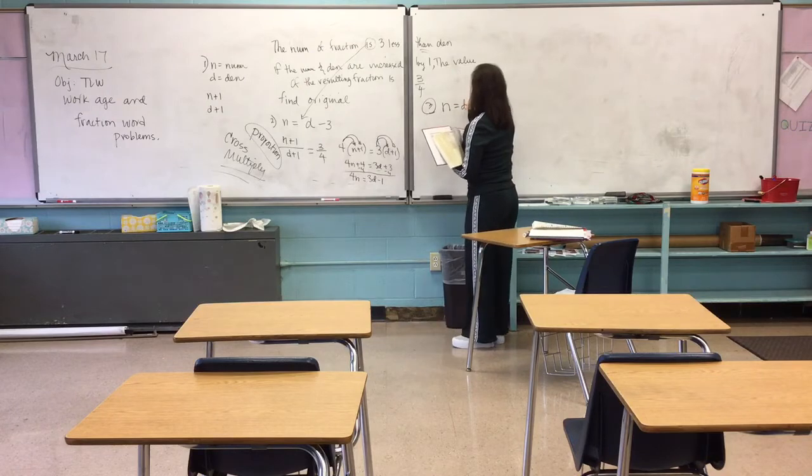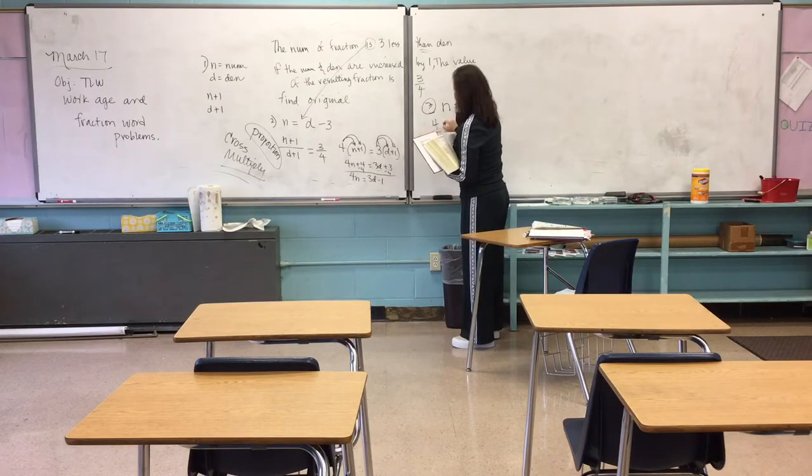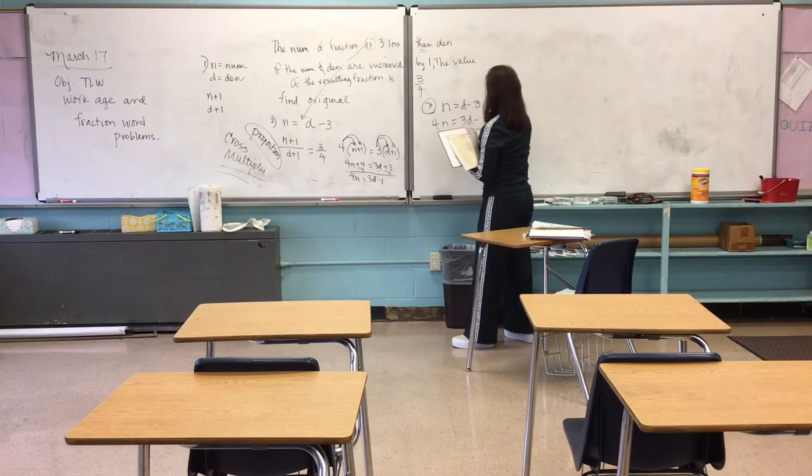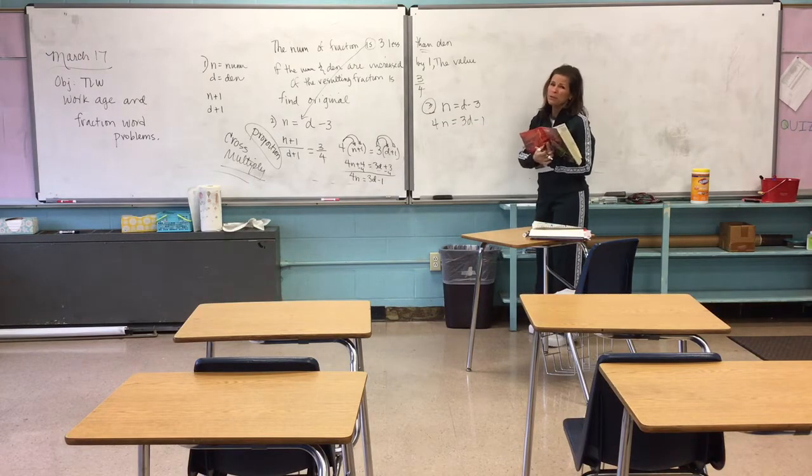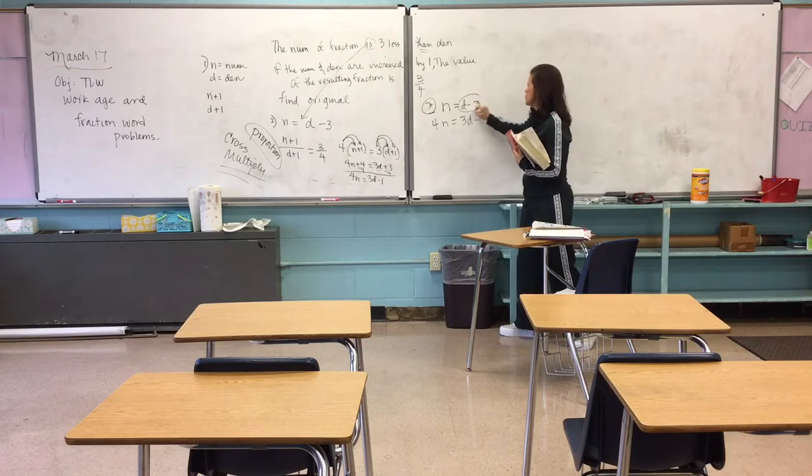Now here are your 2 equations for step 3. N equals d minus 3. 4n equals 3d minus 1. It's already set up for substitution, so just leave it for substitution.